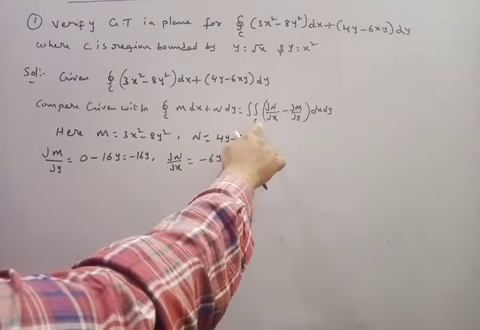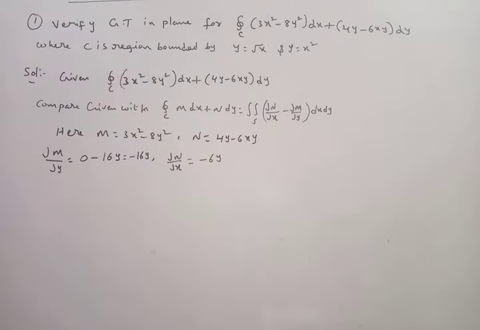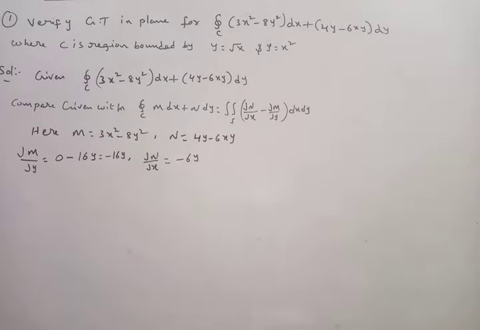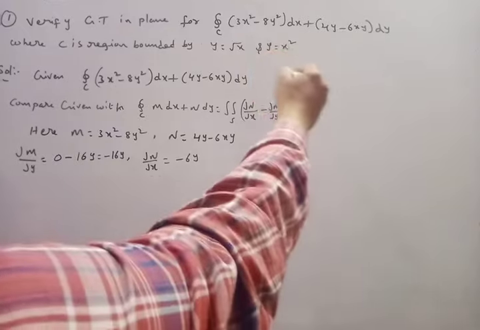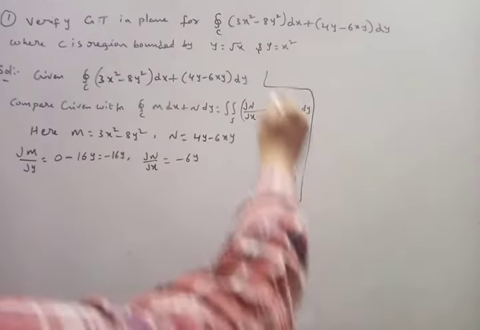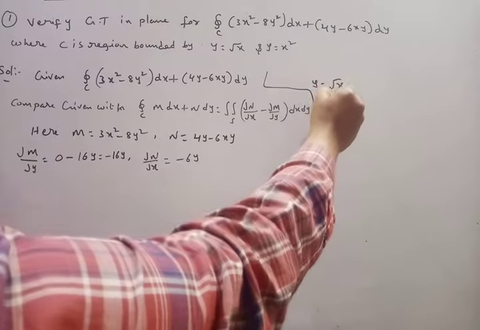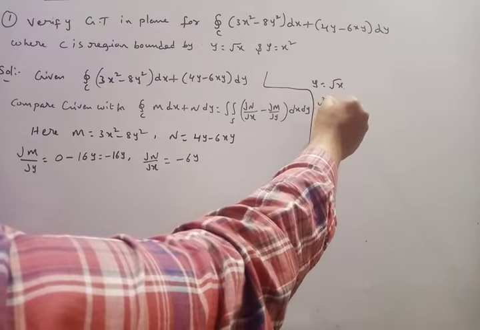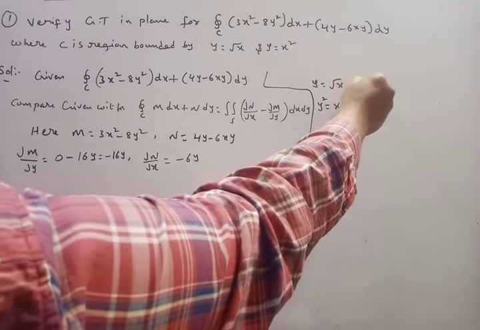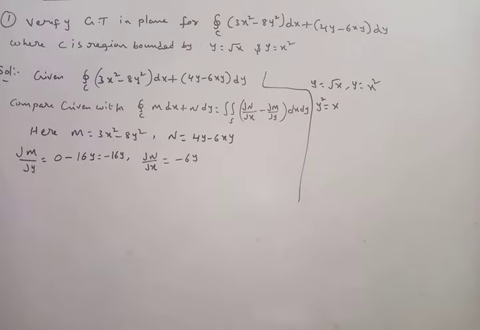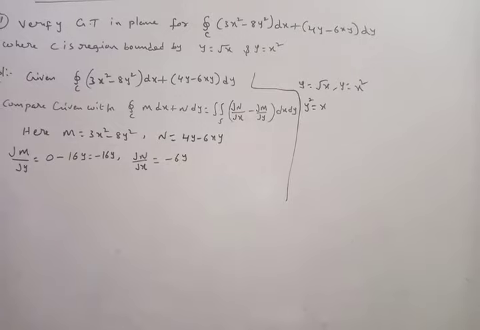Next, what do we have to find? We have to find the limits. How to find the limits here? What are the given curves? Y is equal to root x, that means y square is equal to x. Then the second one, y is equal to x square. Y is equal to root x and y is equal to x square are given here.